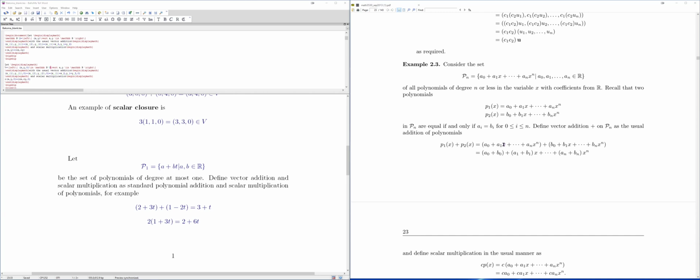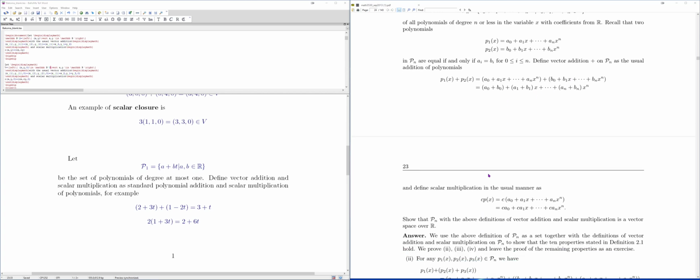So here the power is x to the 1, and here the power is x to the 1, and you add the corresponding coefficients. And the scalar multiplication is defined just as in the case of P1: you just multiply the coefficients each by the scalar. So if your polynomial is denoted as a0, a1x, up to anx, then it's c times a0, c times a1x, and so on.